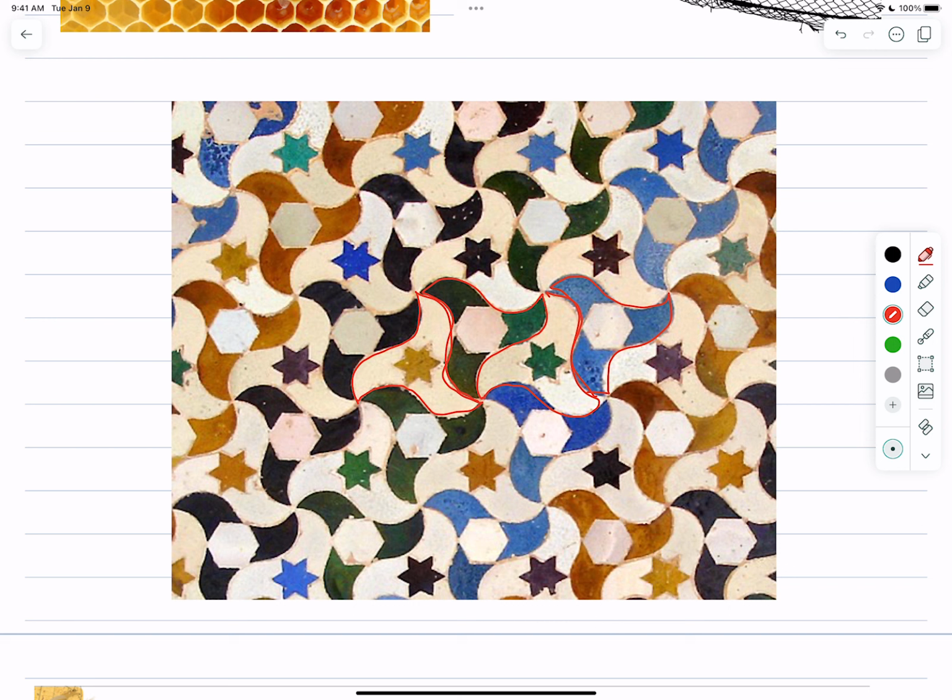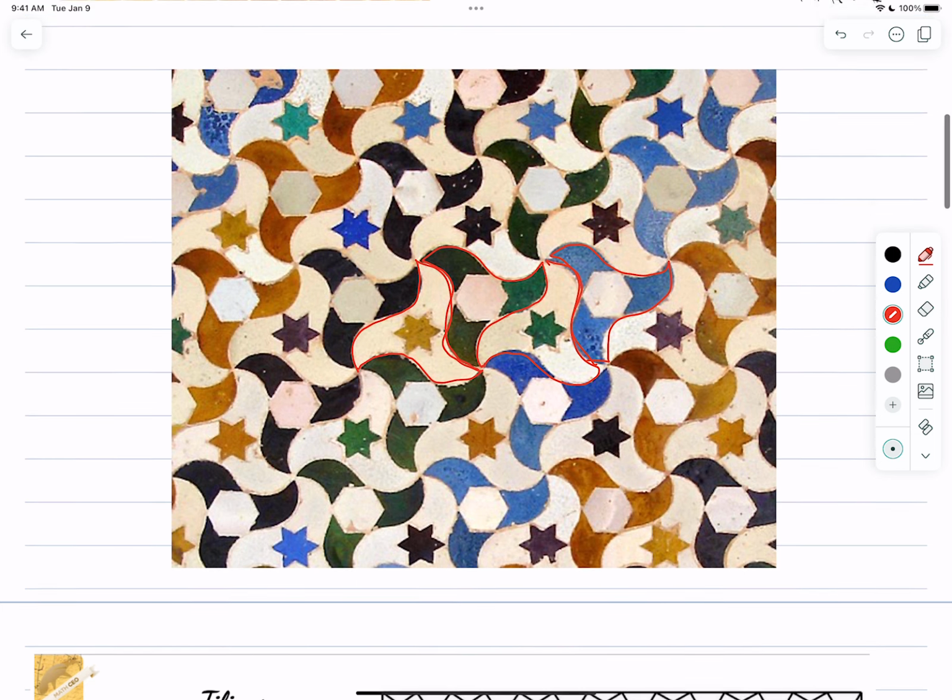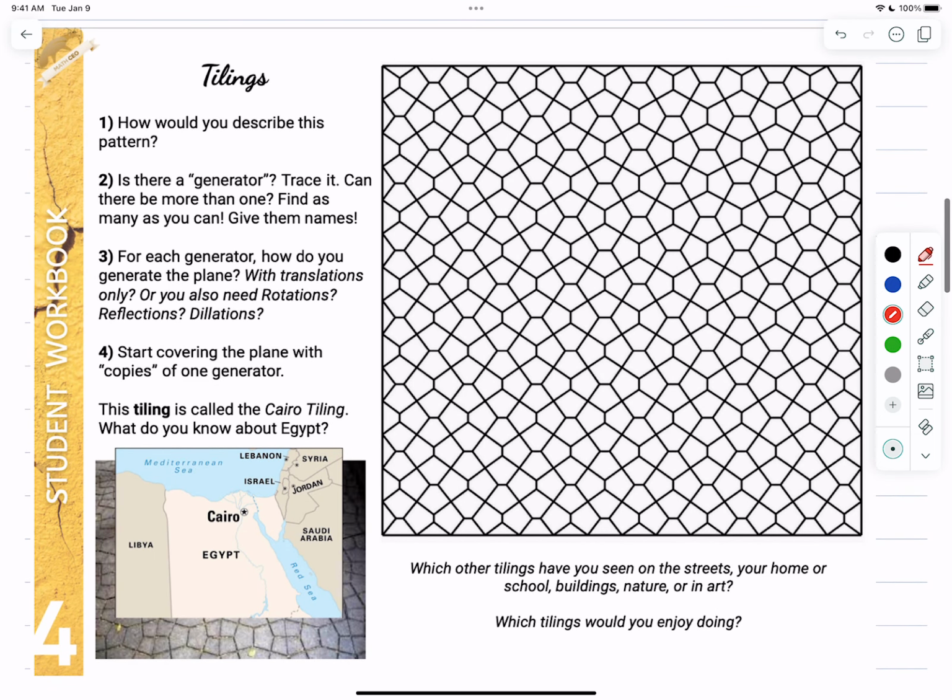And so we're going to work on introducing the students to tilings and talking about them in precise ways. So here's our activity. The first step is: how would you describe this pattern? Well, this is known as the Cairo tiling, and you can take this as an opportunity to tie this into some cultural aspects. It's called the Cairo tiling because you can find it everywhere in Cairo. It's so ubiquitous that it's been associated with the city. And so you can talk about Egypt a bit.